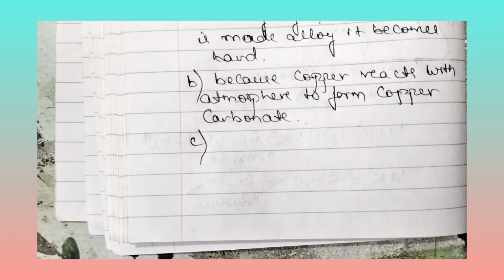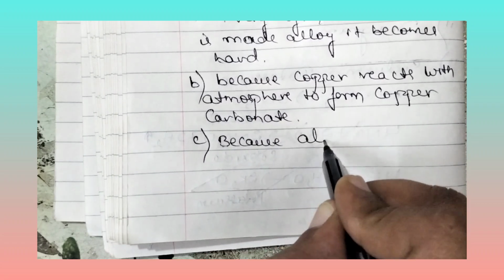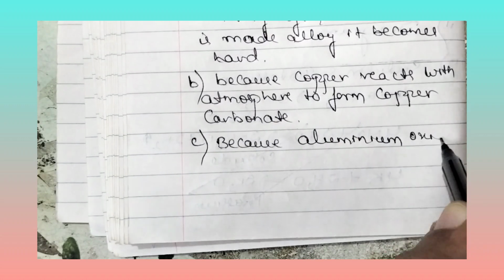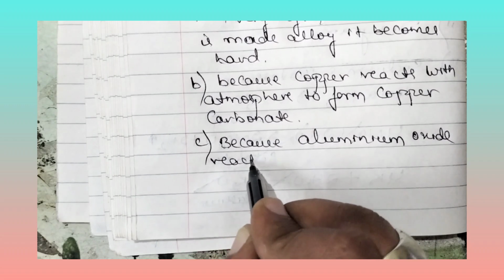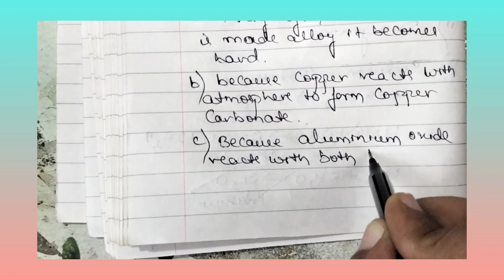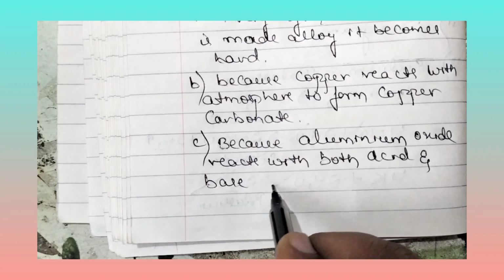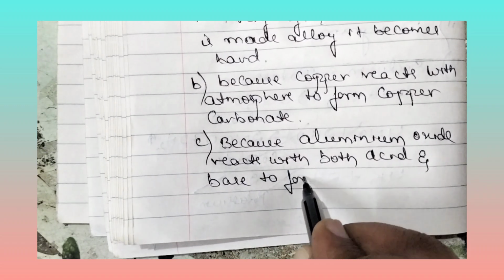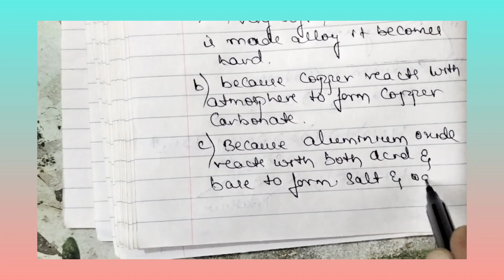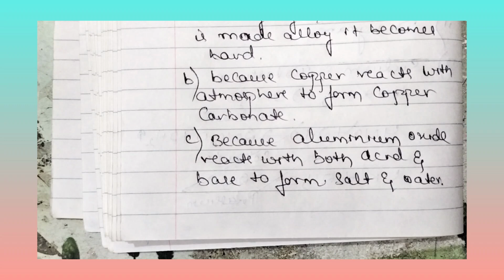Then aluminum oxide is called amphoteric oxide because aluminum oxide reacts with both acid and base to form salt and water. Therefore aluminum oxide is called an amphoteric oxide.